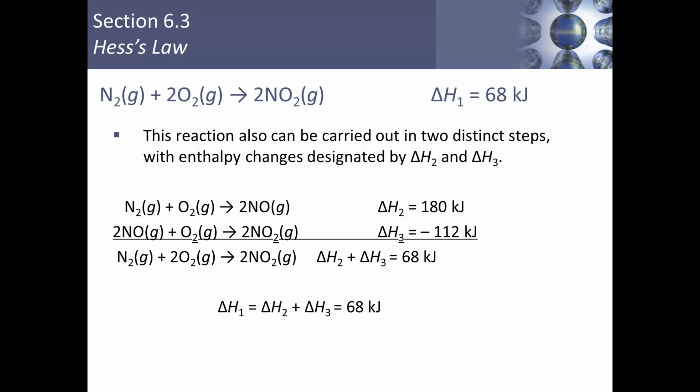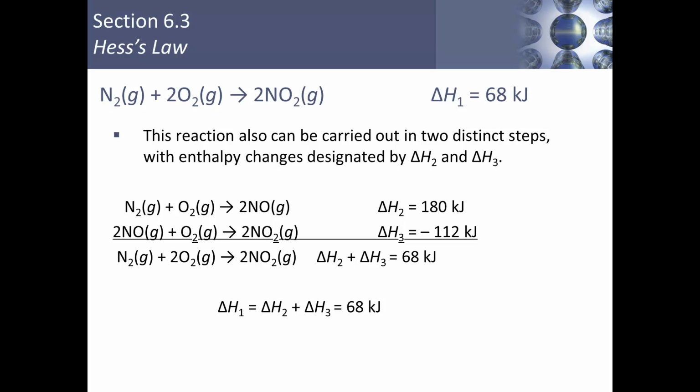As an example, let's look at the formation of nitrogen dioxide. We can look at the formation of nitrogen dioxide from nitrogen gas and oxygen gas in one step, where our change in enthalpy is 68 kilojoules.